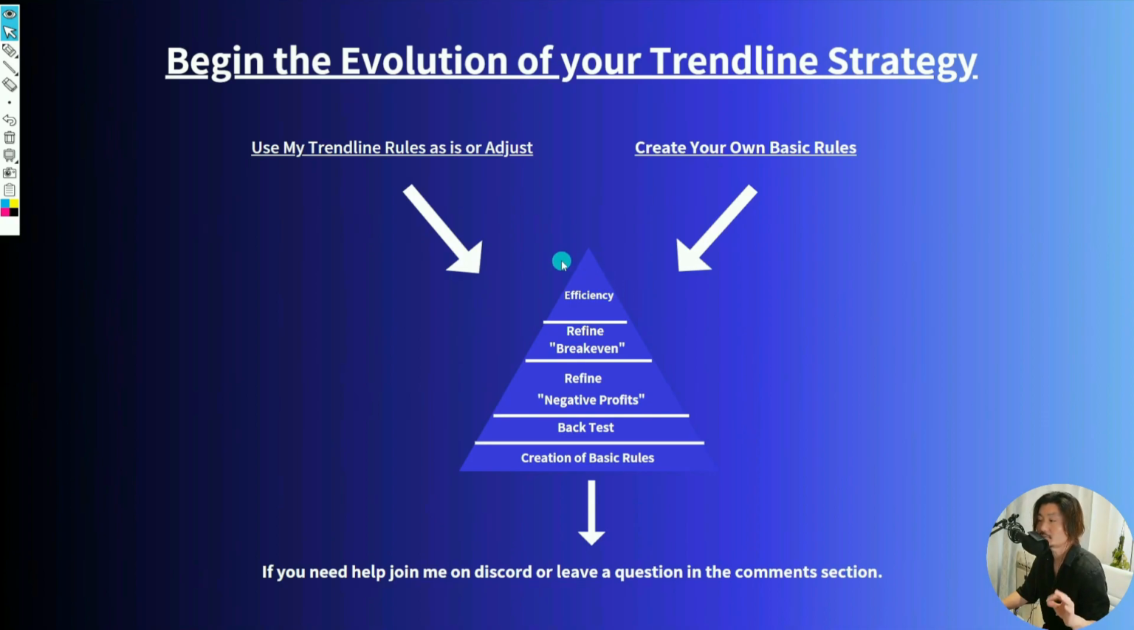But just remember to make sure that your basic rules have 0 unknown variables. Or else halfway down the line, it's going to begin to be very difficult to further make your strategy efficient, and then most likely you're going to have to start all over.